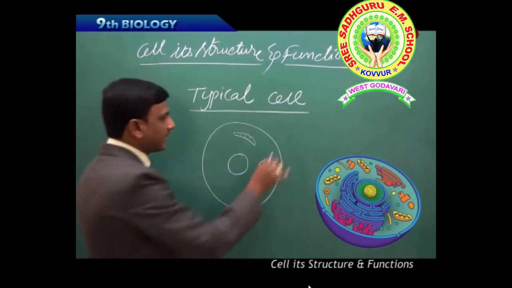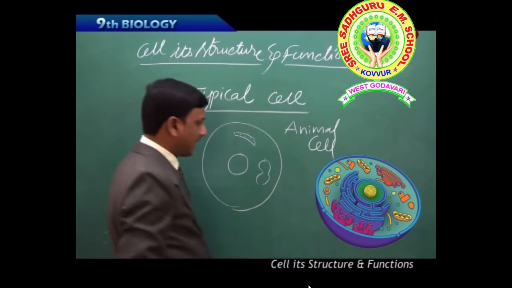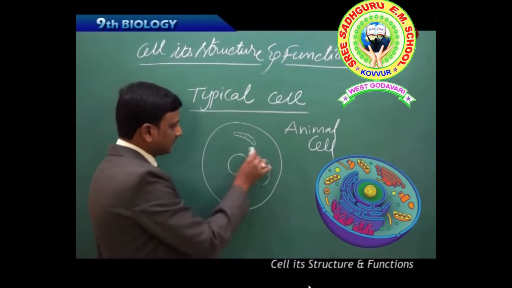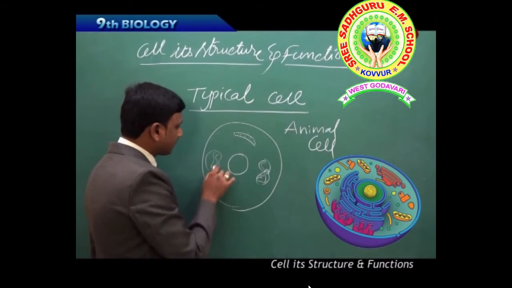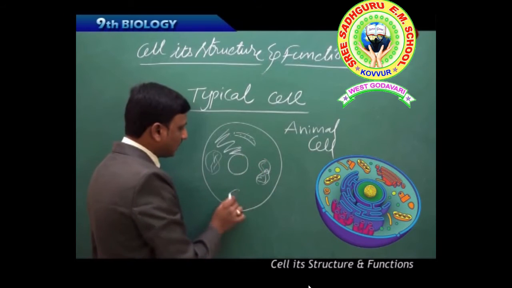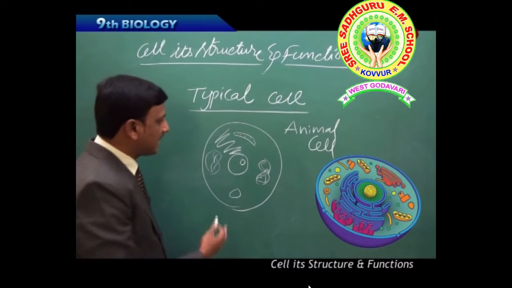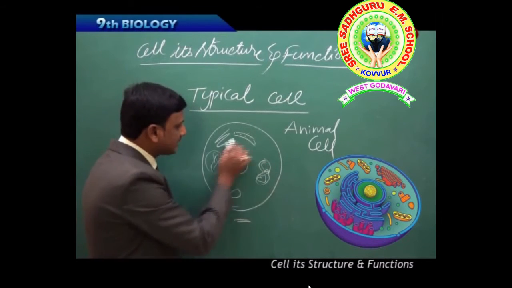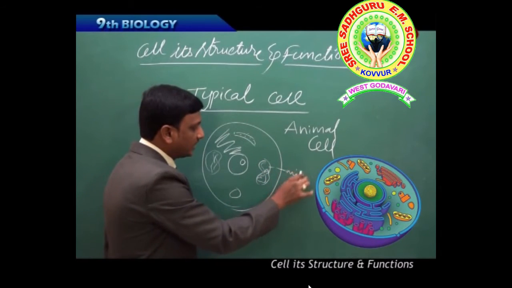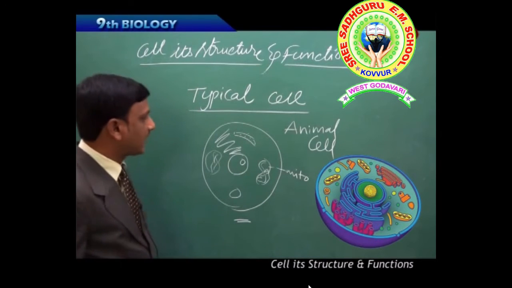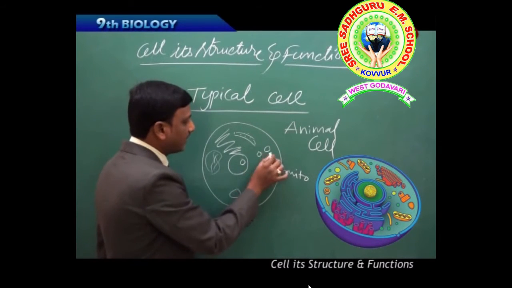Say for example, if you take an animal cell, animal cells have different parts like nucleus and mitochondria and Golgi bodies, endoplasmic reticulum, vacuoles, nucleolus, and so on. So not every animal cell has all the cell organelles. Some animal cells have more mitochondria and they may or may not have a Golgi body. They may or may not have a vesicle.